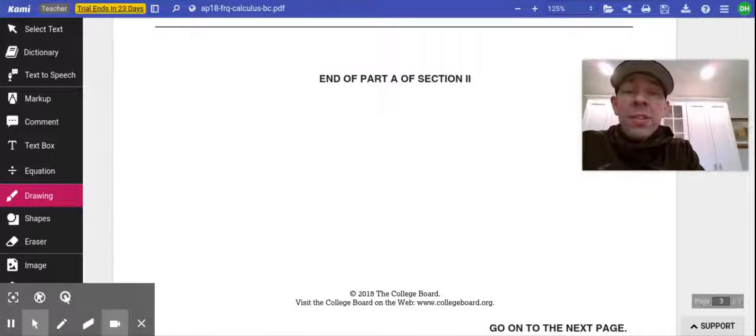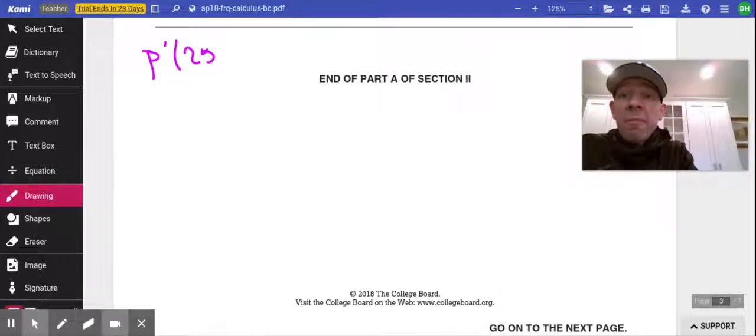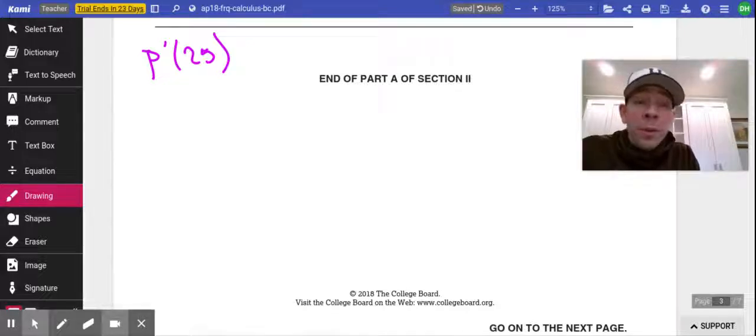One of the advantages of having that function already typed in is that when we want to evaluate P prime of 25, we're not going to try to derive this function by hand. I mean, we could if we wanted to. Product rule is going to treat us okay.